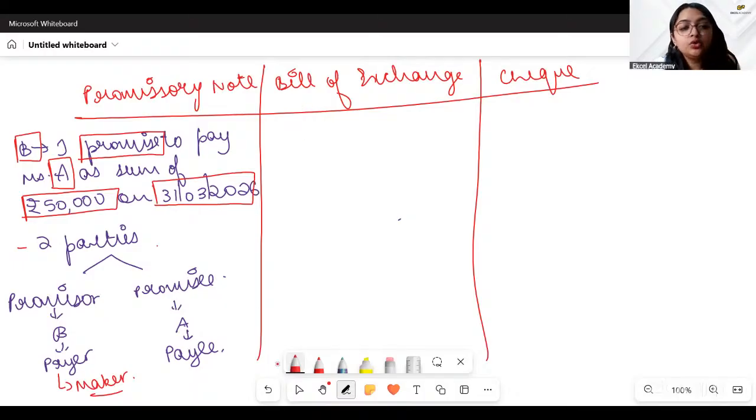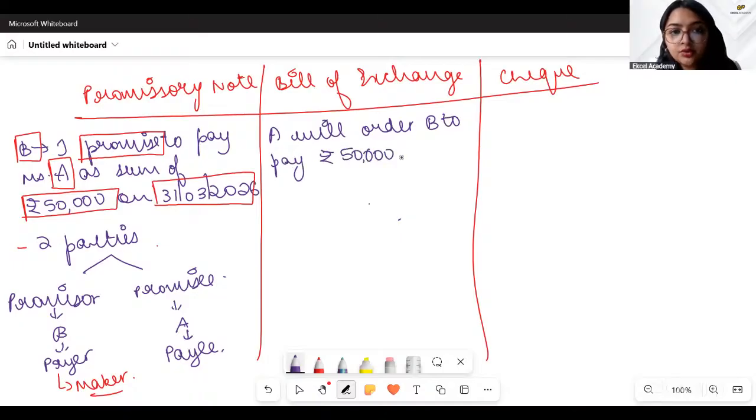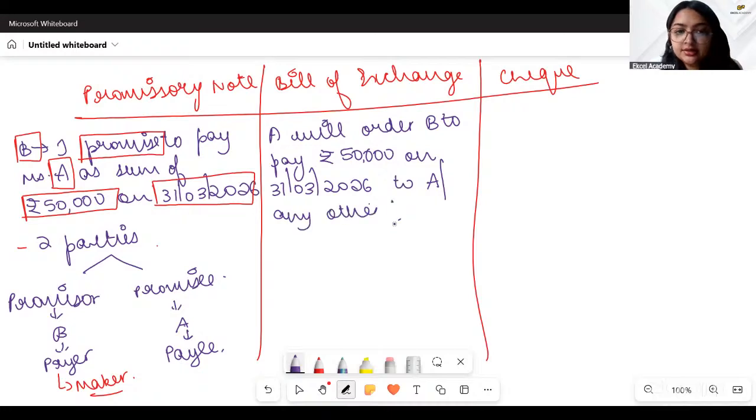Now, when we go to bill of exchange, what happens in this case? Instead of B promising to pay A, A will order B to pay rupees 50,000 on 31/3/2026. It can either be to himself or any other person. Now in this case, you are ordering someone to pay the money to either you or some other person. One additional step comes in here: B needs to accept it.